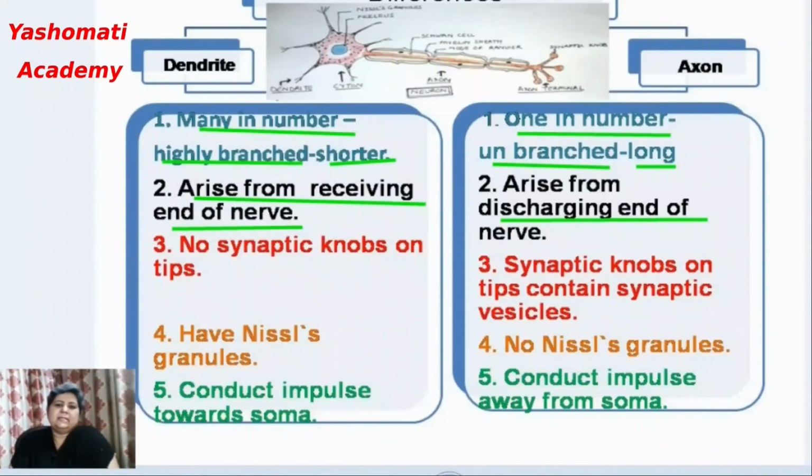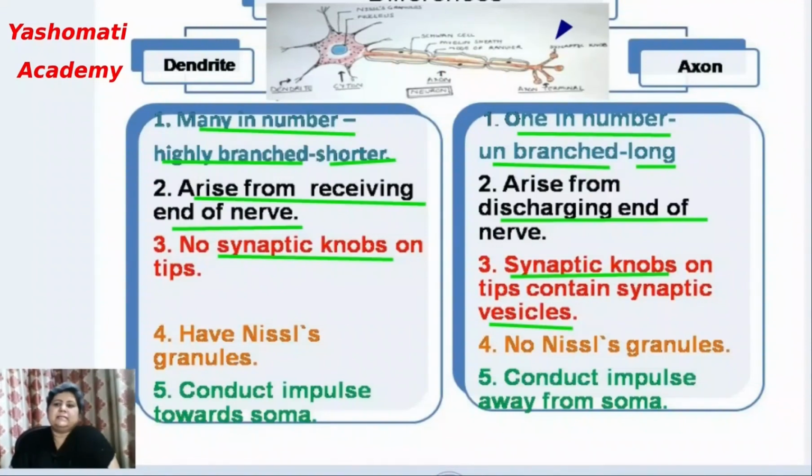Another difference is that in dendrites there are no synaptic knobs. Synaptic knobs are knob-like structures present on the ends, and in the case of axons such knob-like structures are present, which are called synaptic knobs. Synaptic knobs contain synaptic vesicles, and synaptic vesicles contain neurotransmitters. So, these synaptic vesicles are present in the synaptic knobs which are present only on the axon. Such structures are not found on dendrites.